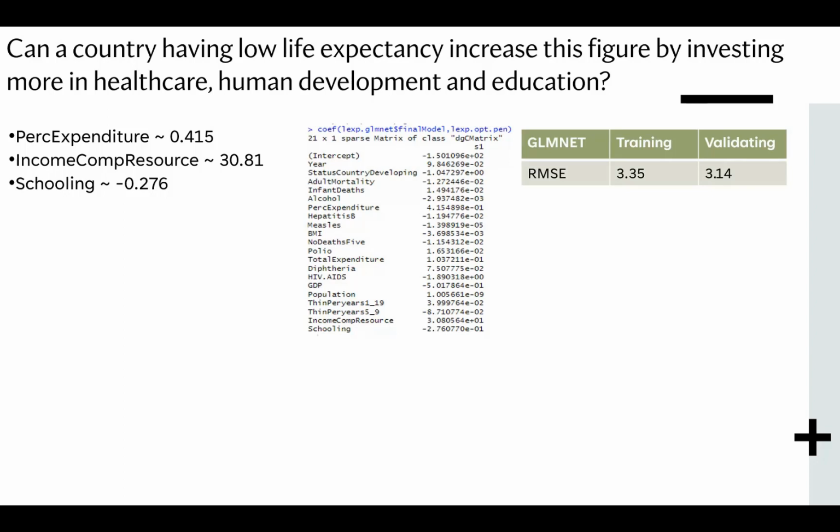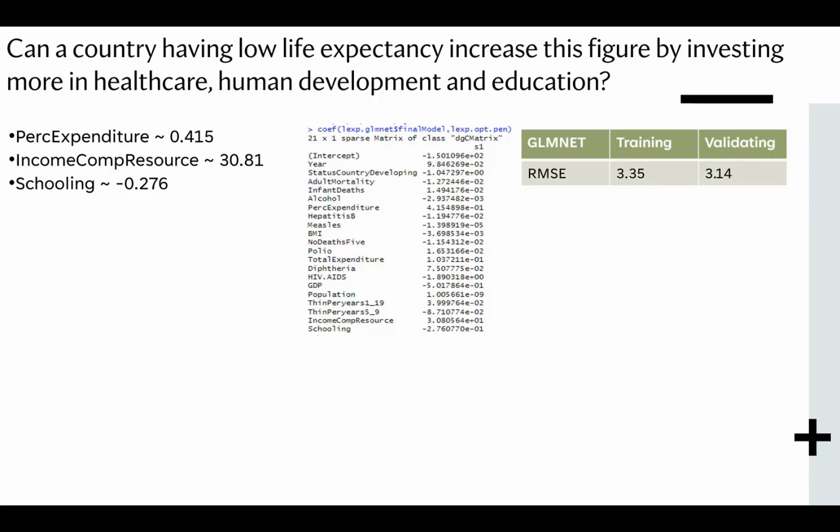Let's dive into the interpretation of some of the coefficients in our model, shedding light on how different factors influence life expectancy. First, we have the percentage expenditure, which represents the percentage of total expenditure on health. The coefficient here is approximately 0.415. This means that for every 1 unit increase in healthcare expenditure, we observe an increase of about 0.415 years in life expectancy. In other words, investing more in healthcare tends to lead to a higher life expectancy.